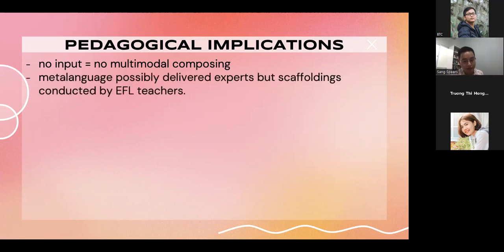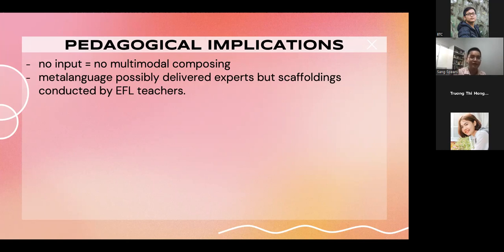The second thing is the meta-language. As I told you, it could be the knowledge of making video, the knowledge of how to effectively select a good photo to illustrate your text. So this knowledge should be instructed to the student. But some teachers are not an expert in this field. So possibly you can refer to experts in the field to help you with the meta-language part.